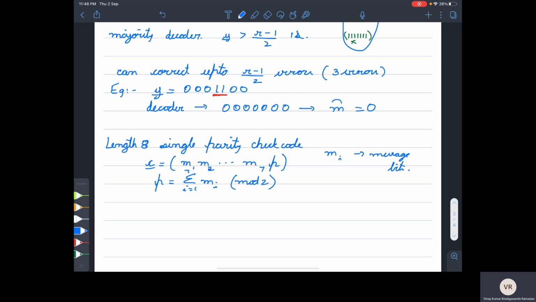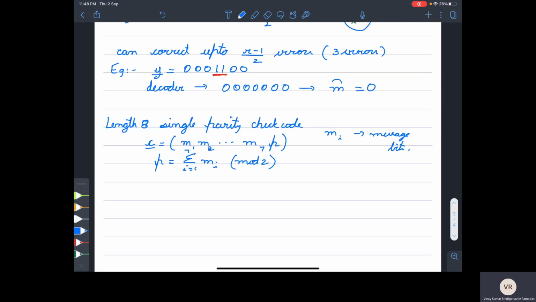So an additional parity bit, which is found in this particular way, is appended along with the message bits and sent over the channel. What this ensures is that there are an even number of ones in the code word.